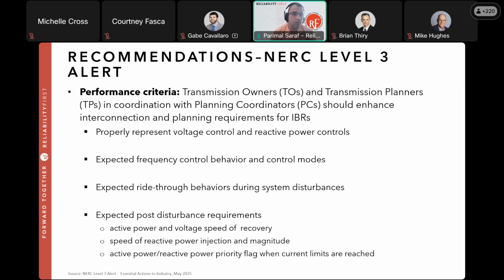And then also there should be very explicit post-disturbance requirements, which means how fast the TOs and TPs, in conjunction with PCs, require the active power of these IBRs and voltage of these IBRs to recover after a disturbance. There should be very specific requirements on these specific criteria: active power, reactive power, and voltages. Next slide.